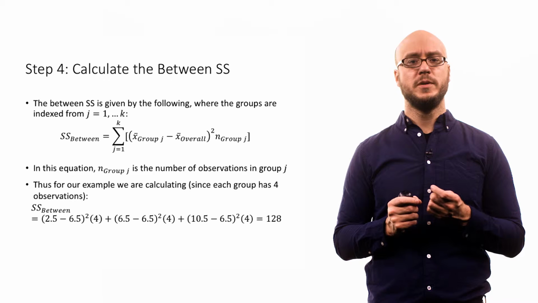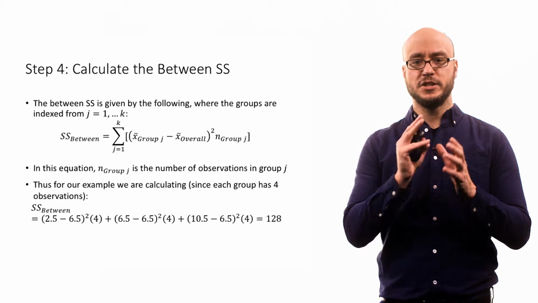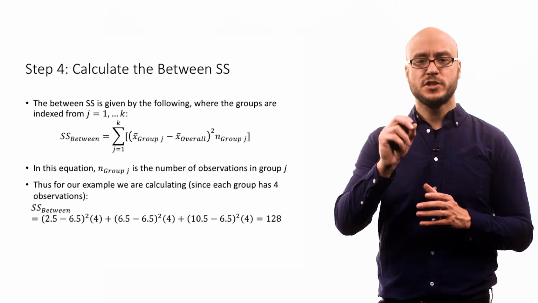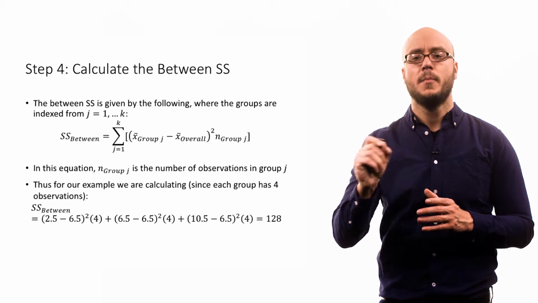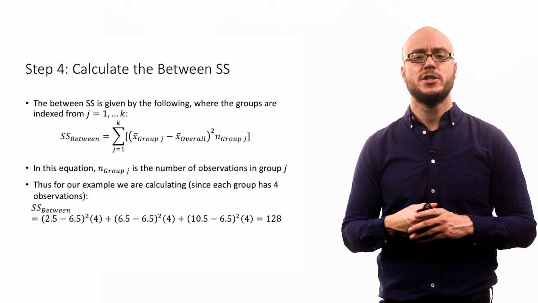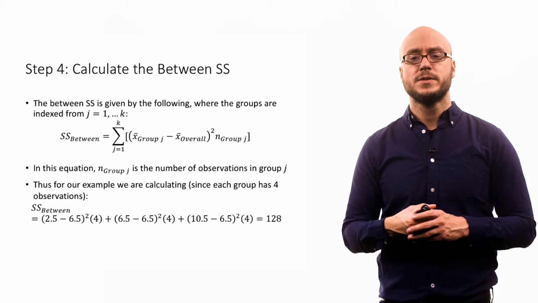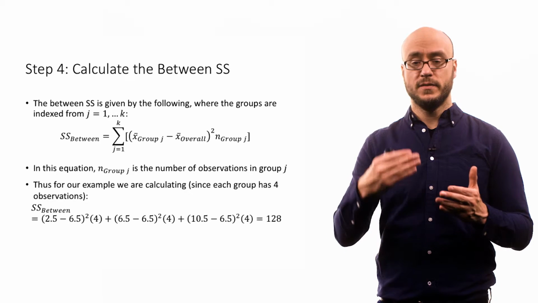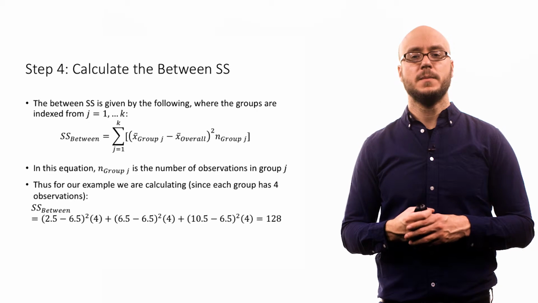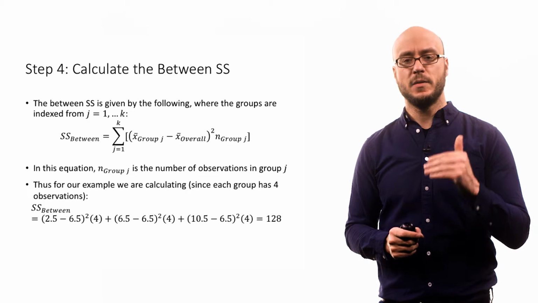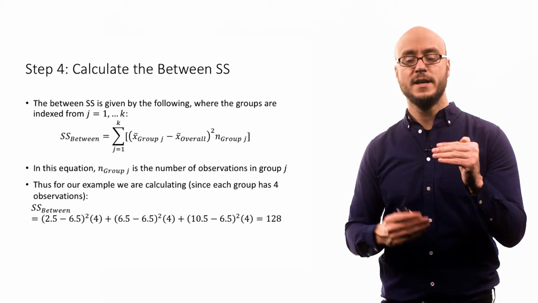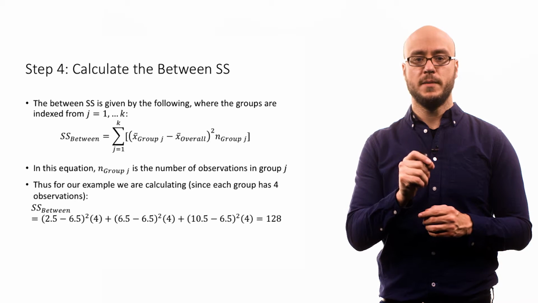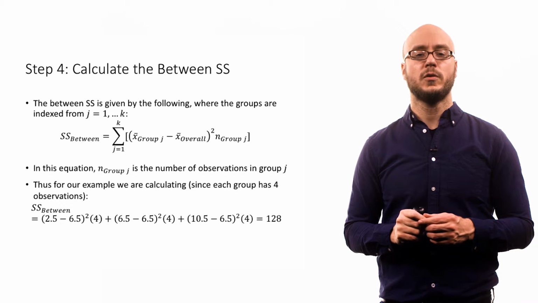So when we calculate the between sum of squares, we just take these 3 group means, see how different they are from the overall mean, square it so it's positive, and then weight by the number of observations for each of those particular groups to take into account the fact that our sample size really consists of all these 12 different observations. So what we do is we take the mean of group 1, 2.5, subtract out the overall mean of 6.5, square it, and multiply by 4, the sample size for group 1.